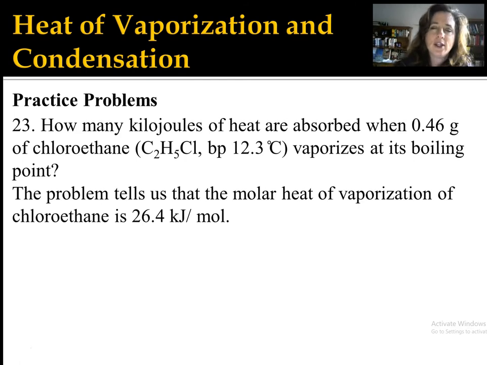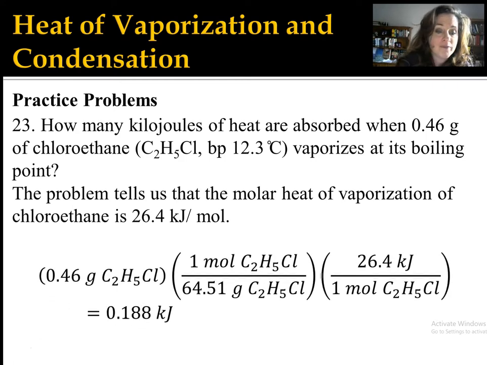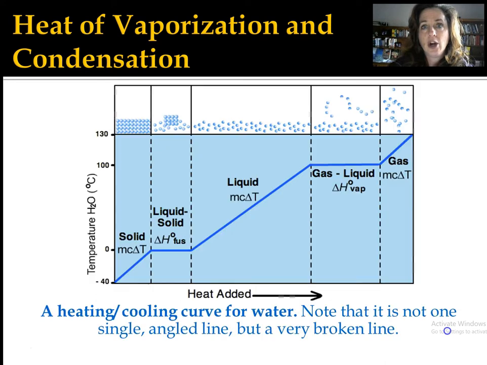So can you see this happening? Can you see the ether in the beaker just evaporating? Well, the question is, how many kilojoules of heat are absorbed by that system when this happens? So the problem tells us that the molar heat of vaporization of chloroethane is 26.4 kilojoules per mole. And if I set this problem up the right way, I start with 0.46 grams of chloroethane. I multiply it times its molar mass, and then I multiply that times the molar heat of vaporization ratio, making sure that I set the problem up so all the units cancel out, and I'm left only with units of joules, or kilojoules in our case.